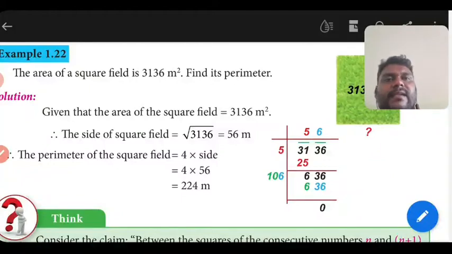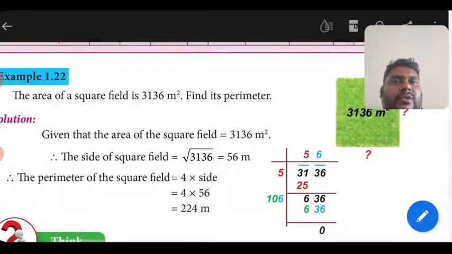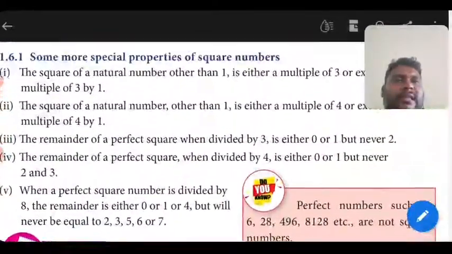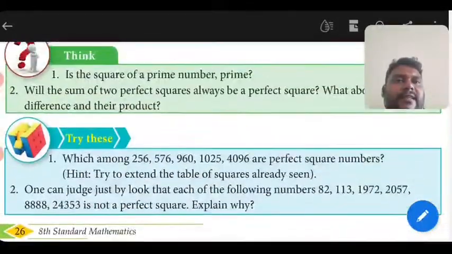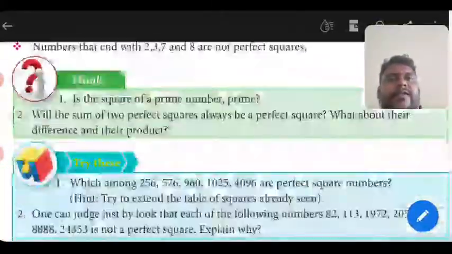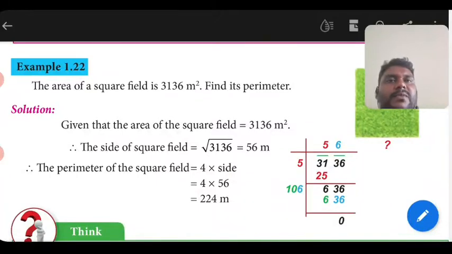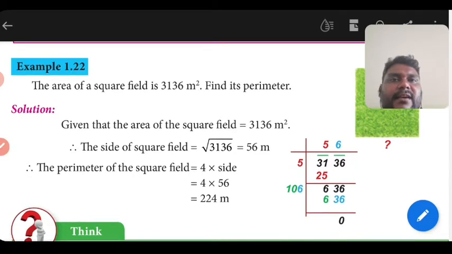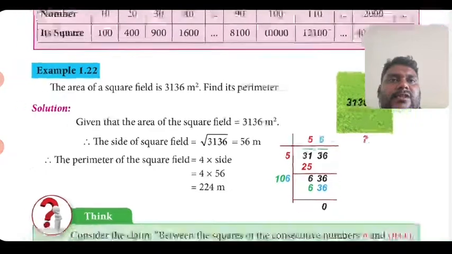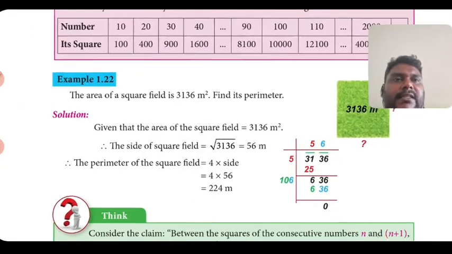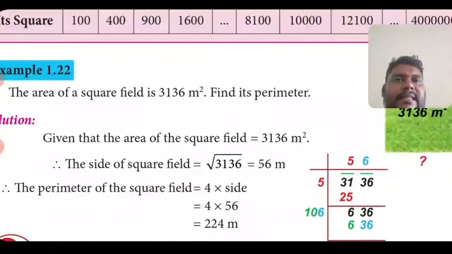Next step. Based on these we are finding square roots. So next, see how to find the square root of numbers. Okay, so these are your example sums. Example 1.22: the area of a square field is 3136 meters.